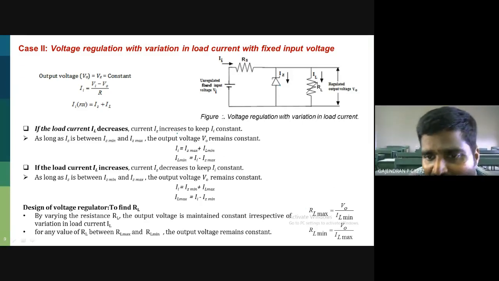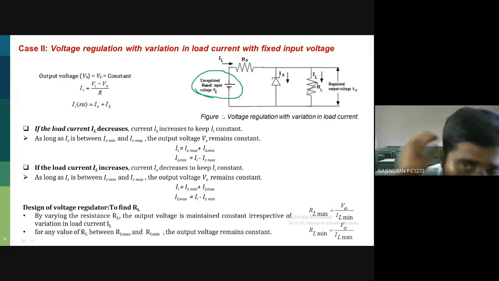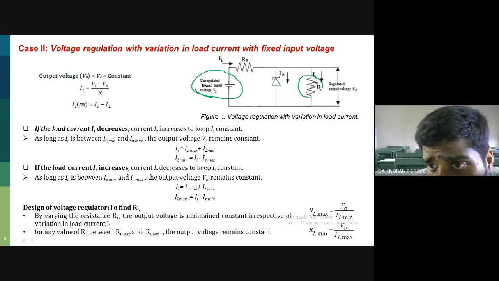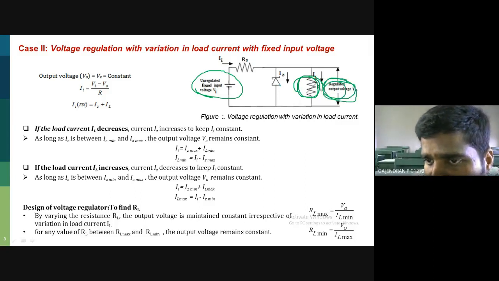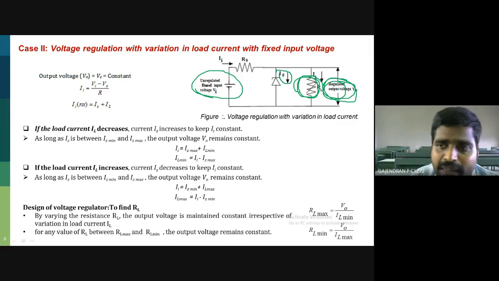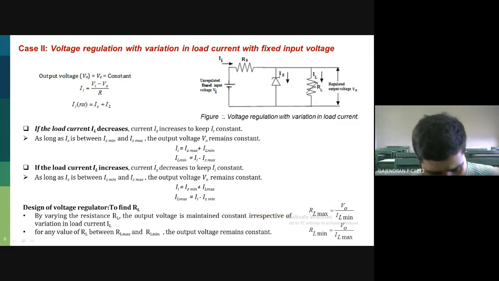Here, what are we keeping fixed? We are keeping the input voltage fixed. While it is fixed, we only vary the load. What is our requirement? This output should be constant. To keep it constant, what we are going to do is change this current. By changing this current, we are going to attain the constant output voltage. Is it clear up to this? Please say if yes.